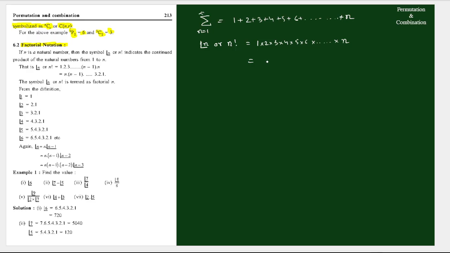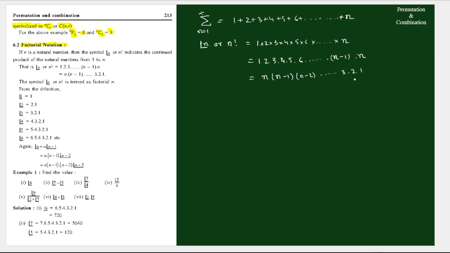In place of multiplication, we can write dot, up to n. Before n, what will come? n minus 1, then we will have n. Or the same thing, you can write like this: n minus 1, n minus 2. It will go on like this. Then we will have 3, 2, 1. So up to 1, it will end. So this is called factorial.